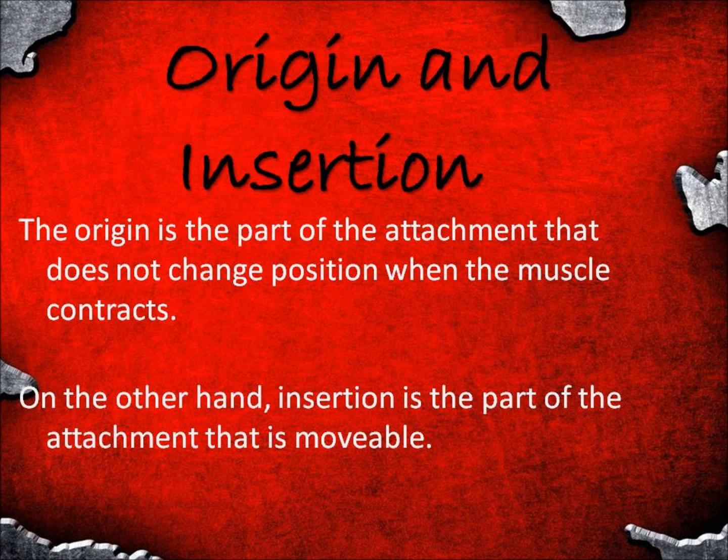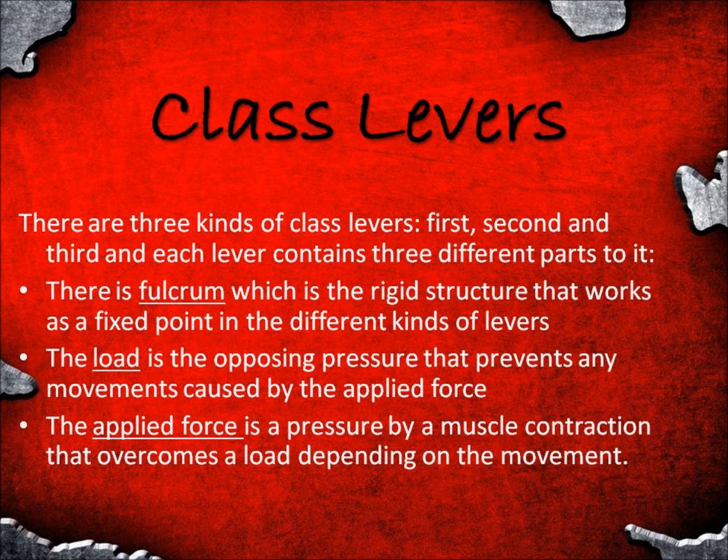The origin and the insertion. The origin is the part of the attachment that does not change position when the muscle contracts. On the other hand, the insertion is the part of the attachment that is movable. Now, the classes of levers. There are three kinds of levers that can be found: first, second, and third class, and each lever contains three different parts.